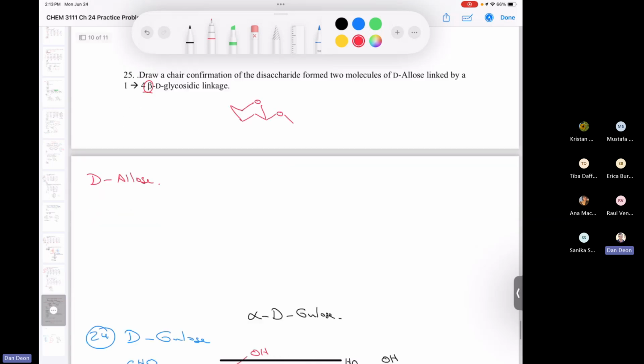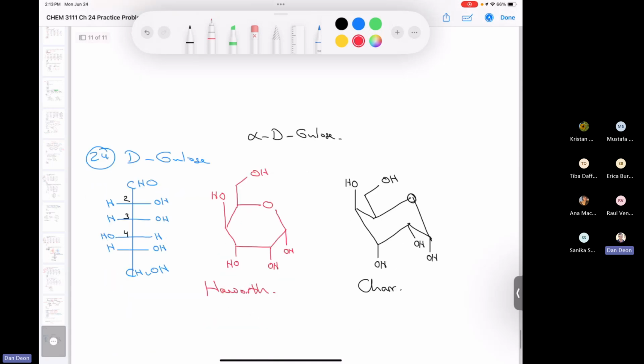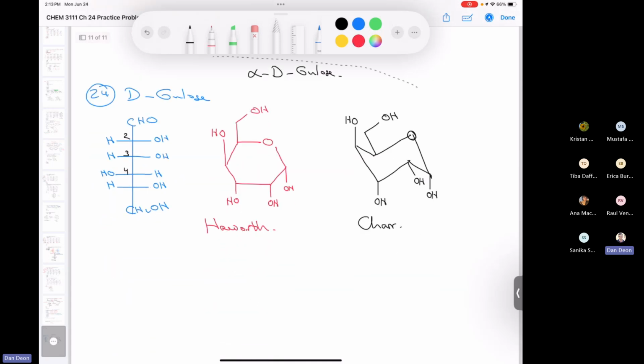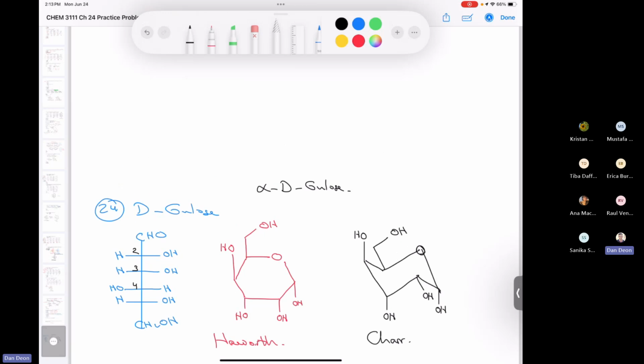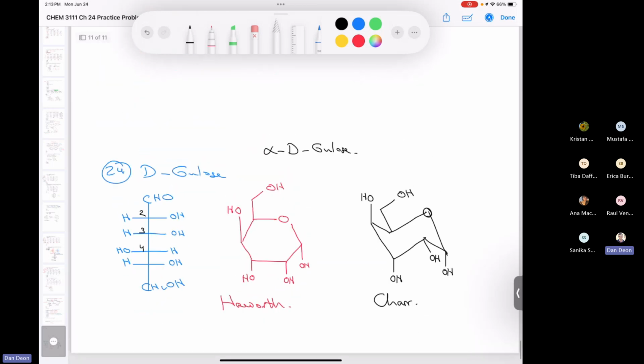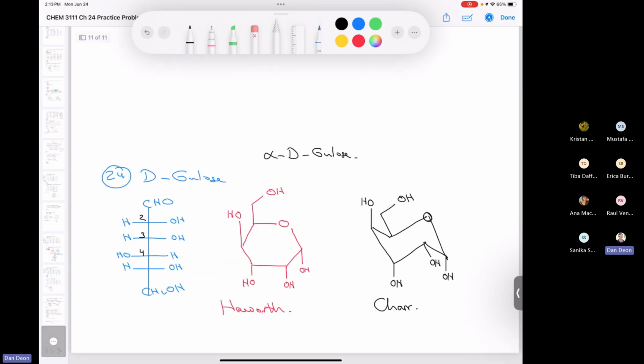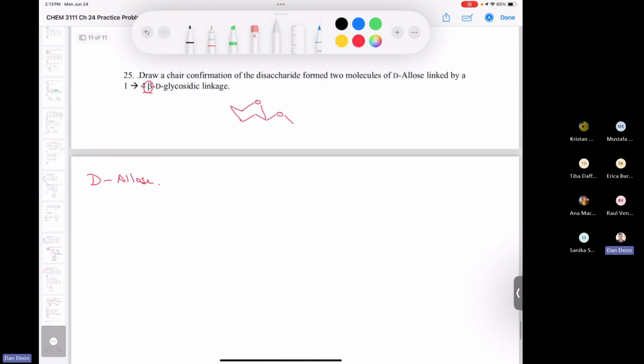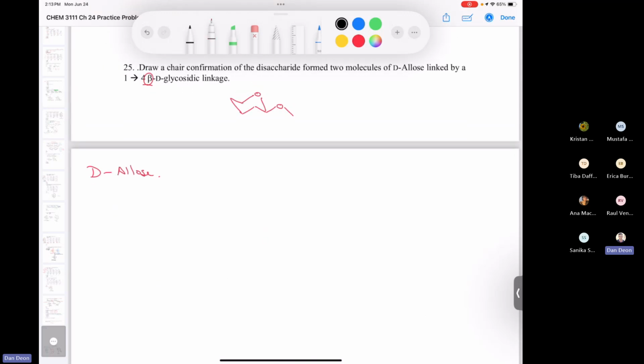So why don't we just start with D-allose? I'm sure a lot of you have the structure of D-allose memorized. Let me just move this out of the way. Okay, we'll move this down here like that. Okay, so let's draw the structure of D-allose, and then we'll kind of build off of that. So D-allose looks like this. So it's an aldohexose, and all the hydroxyl groups are pointing to the right-hand side. So 1, 2, 3, 4. Every hydroxyl is on the right-hand side. Good.